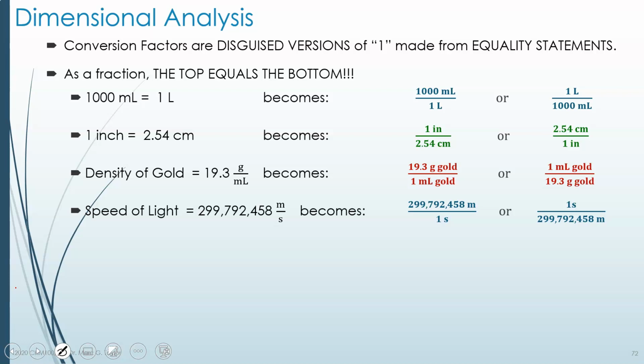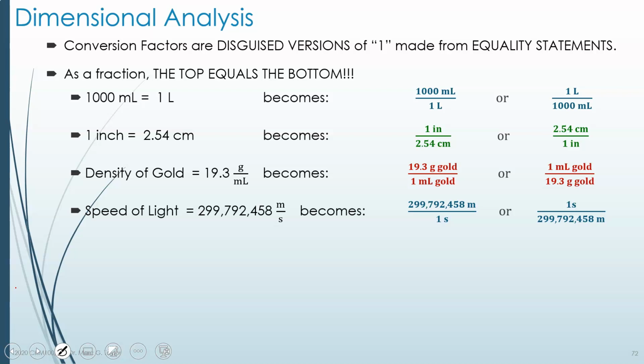This has infinite significant digits. Even though it looks like 9 digits, it's actually infinite because the real number is 299,792,458.0000000 forever. So it's infinite significant digits, just like the 2.54 centimeters equals 1 inch. It's really 2.540000 forever, and 1,000.00000 forever milliliters equals 1.000 forever liters. All of those are exact. In fact, 19.3 grams per mil for the density of gold is the only non-exact conversion factor here.